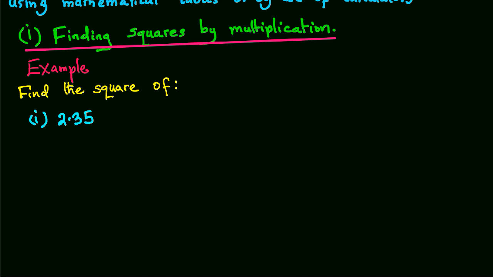So in this case, and by definition, square of 2.35 will be equal to 2.35 times 2.35, and this would give us 5.5225.